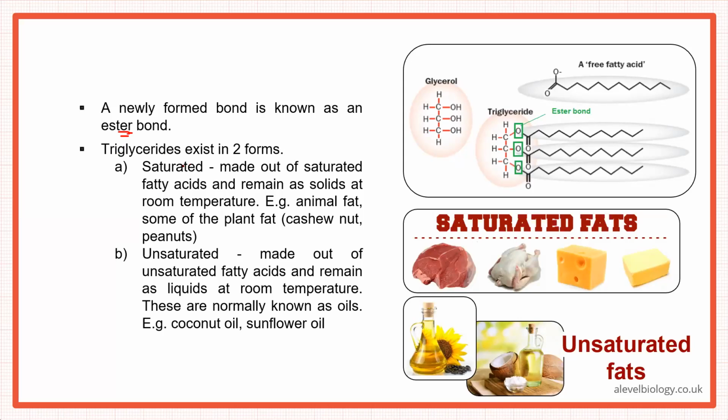We have touched upon saturated. We have touched upon unsaturated. We have already discussed the examples also, but the saturated remains solid at room temperature. Animal fat, and some of the plant fat, for example, cashew nut and peanuts. Take a few examples from plants. But unsaturated fatty acids remain liquid, normally oil, and we have already discussed that.